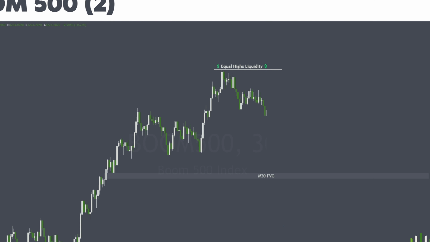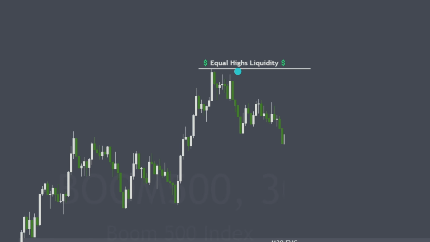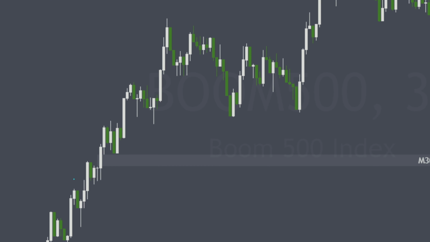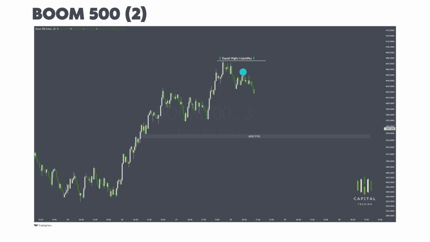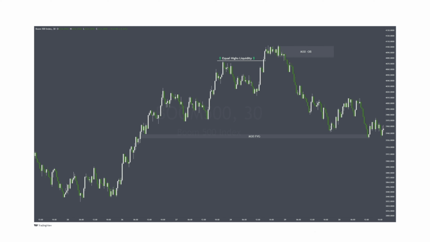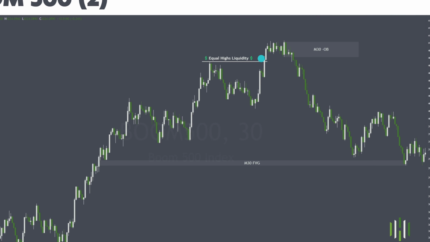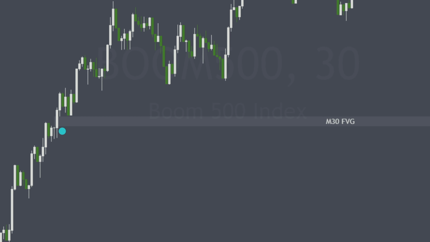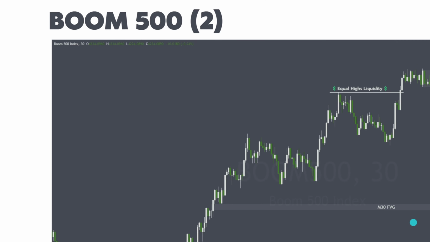So we had equal highs being formed up here, right? And then we also had this fair value gap. So what did we want to see? We wanted to see if price is going to run over this equal highs and then drop to fill our 30 minutes fair value gap. That's what happened. Spike to the upside, took out this equal highs liquidity, dropped to the downside into this fair value gap and the 30 minutes.